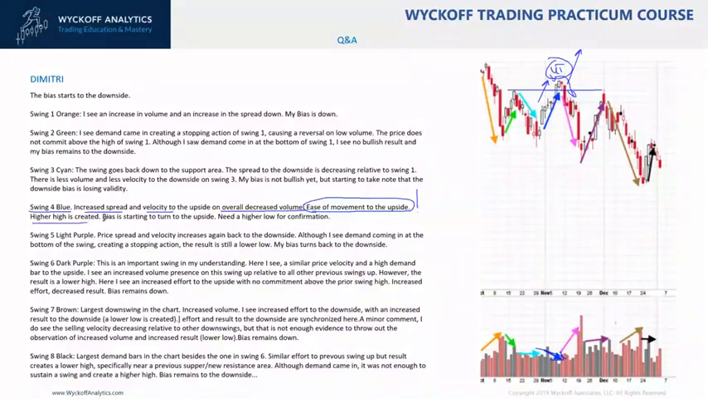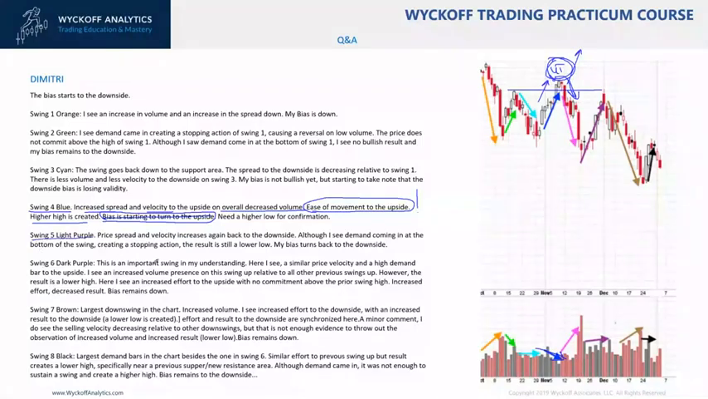Higher high is created, buys are starting to turn up to the upside. Incorrect, because after the upthrust action, we are coming back into the range. So our commitment, what looked so bullish, is just temporary and therefore still in line with the bearish bias. It was not negated. It has not failed. All right, let's go to the next one.